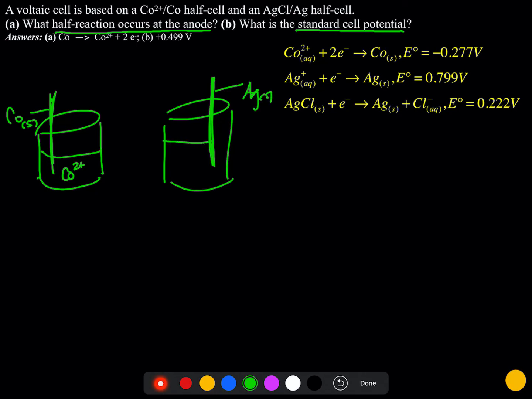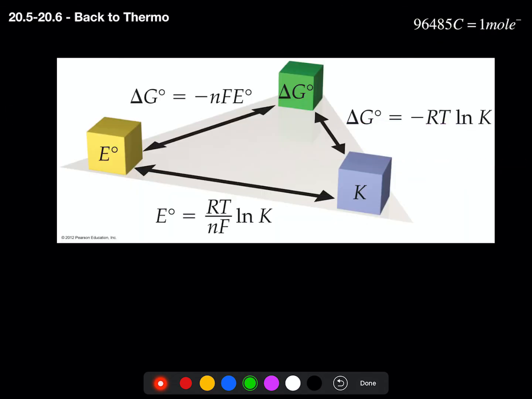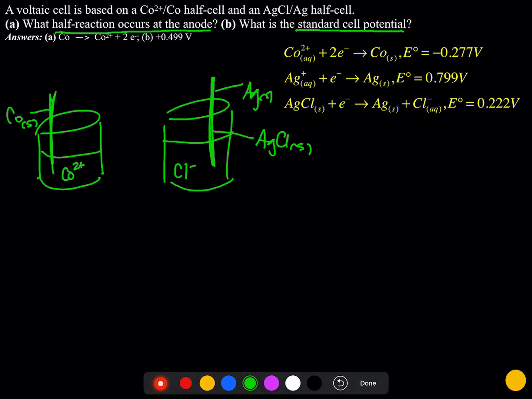And it turns out that the way these cells work is that there is also an AgCl coating on this cell, and there are just chloride ions floating around in here, usually potassium chloride ions. Now, visualizing an AgCl Ag half cell might be beyond your abilities, but if it were, for example, an Ag plus Ag cell, I think that would be easier for you to visualize. But anyway, we've doodled out our cell, and we have what we need.